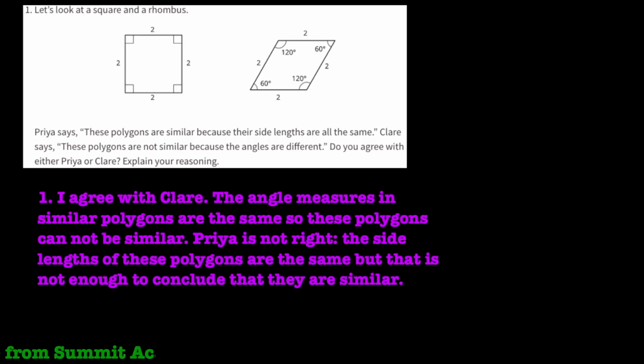So then it says, I agree with Claire. The angle measures in similar polygons are the same, so these polygons cannot be similar. Pyria is not right. The side lengths of these polygons are the same, but that is not enough to conclude that they are similar.